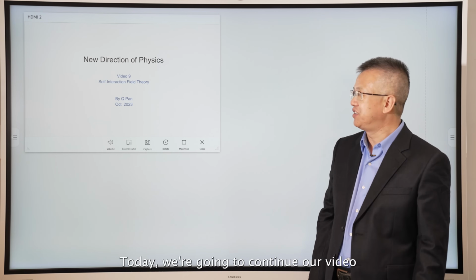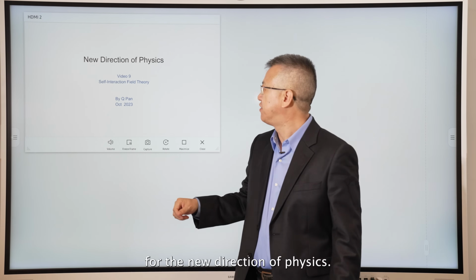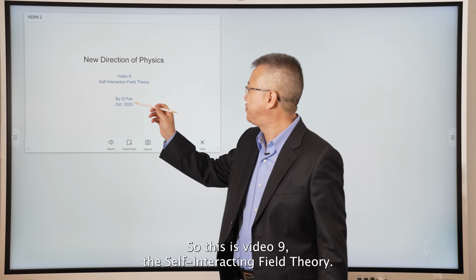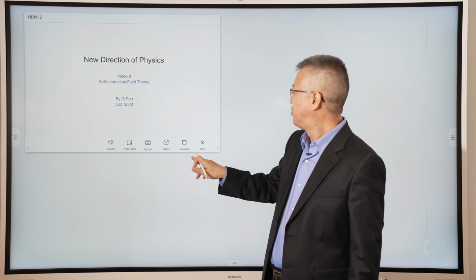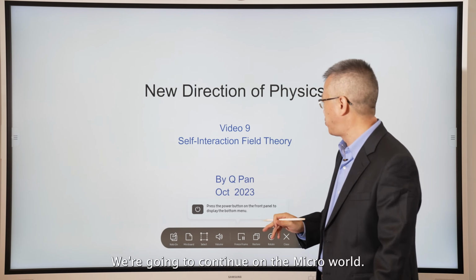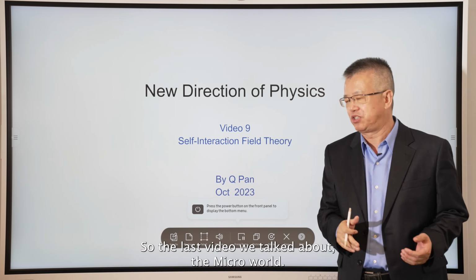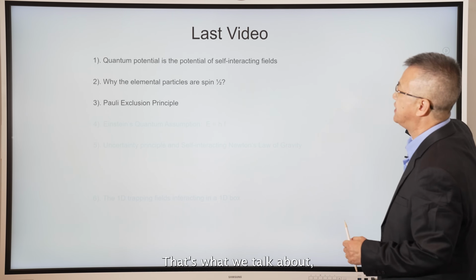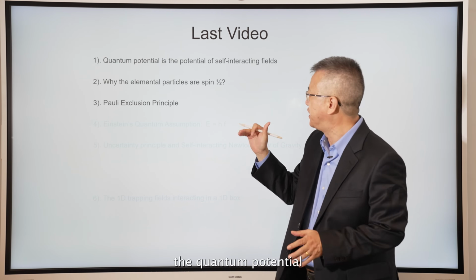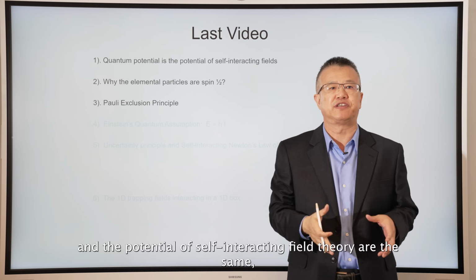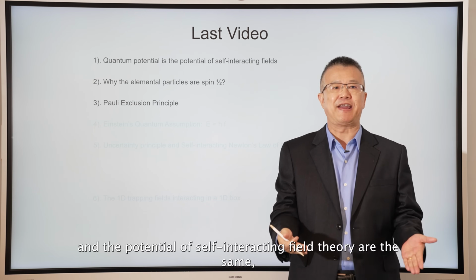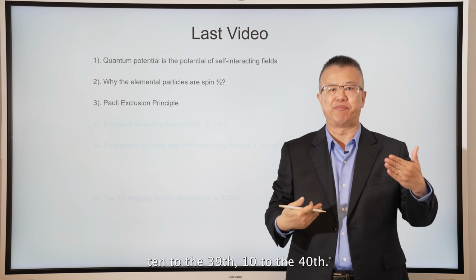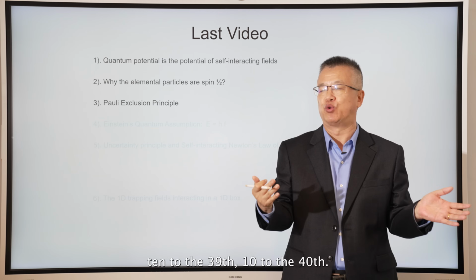Today we're going to continue our video series for the new direction of physics. This is video 9, the self-interacting field theory. We're going to continue on the microworld. In the last video we talked about the microworld. We talked about how the quantum potential and the potential of self-interacting field theory are the same, but different by a scale of the Dirac large number, 10 to the 39, 10 to the 40s.